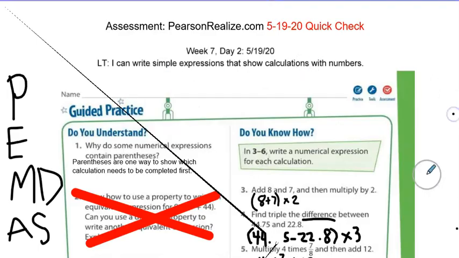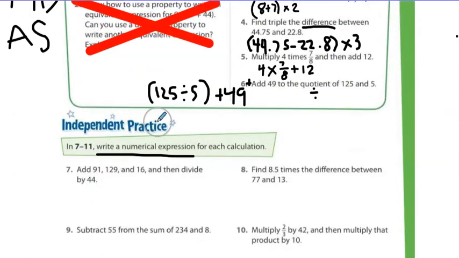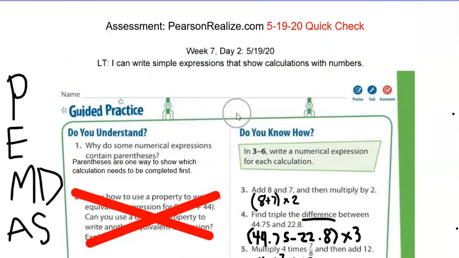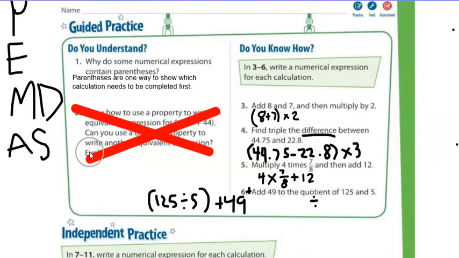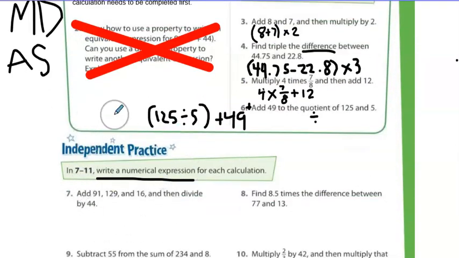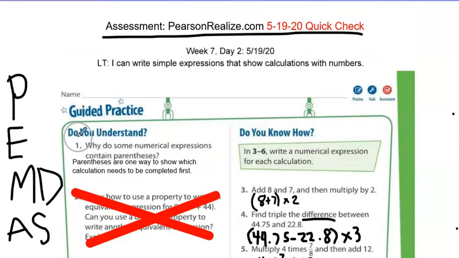Now that you've completed, or once you've completed your entire independent practice, please go to Pearson Realize and complete the 5-19-20 quick check. Just a reminder, that is the assessment portion. You want to make sure that you're doing that independent practice to really get your brain thinking about what these problems mean, then go and do the assessment on Pearson Realize.